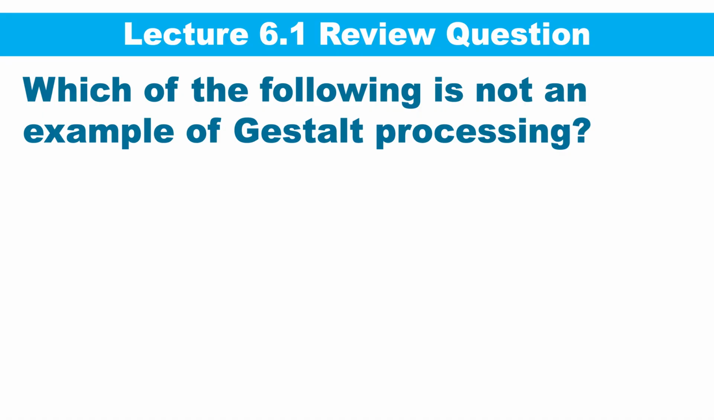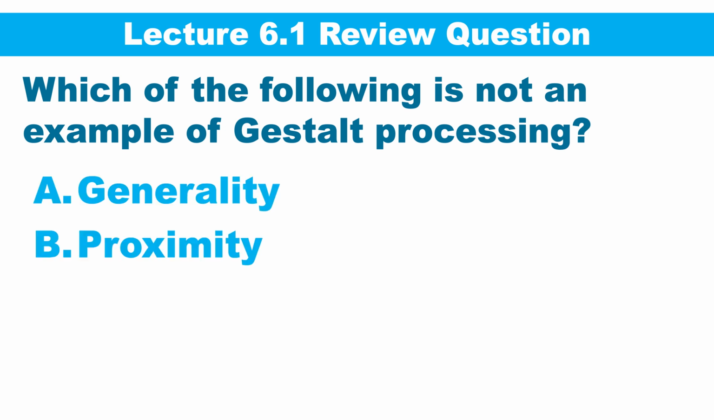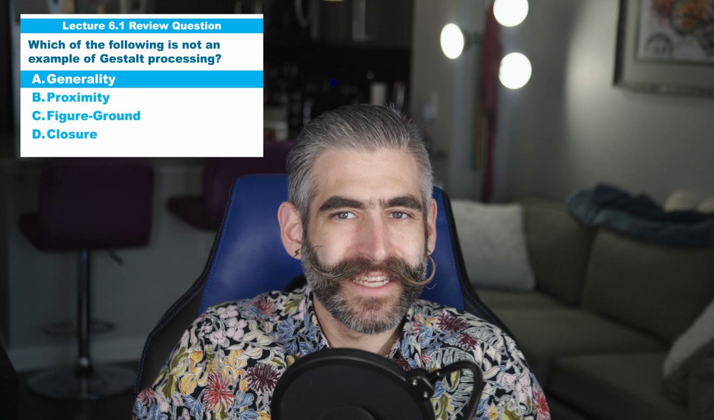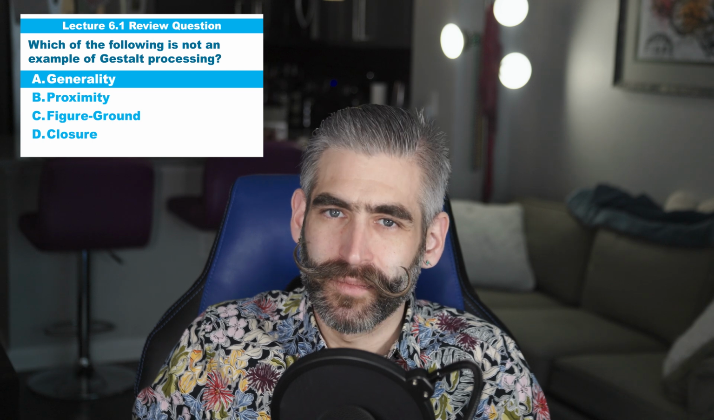Which of the following is not an example of Gestalt processing? Is it A, generality, B, proximity, C, figure ground, or D, closure? If you chose A, you got it. Generality is not one of the different types of Gestalt processing that we discussed in the previous lecture.